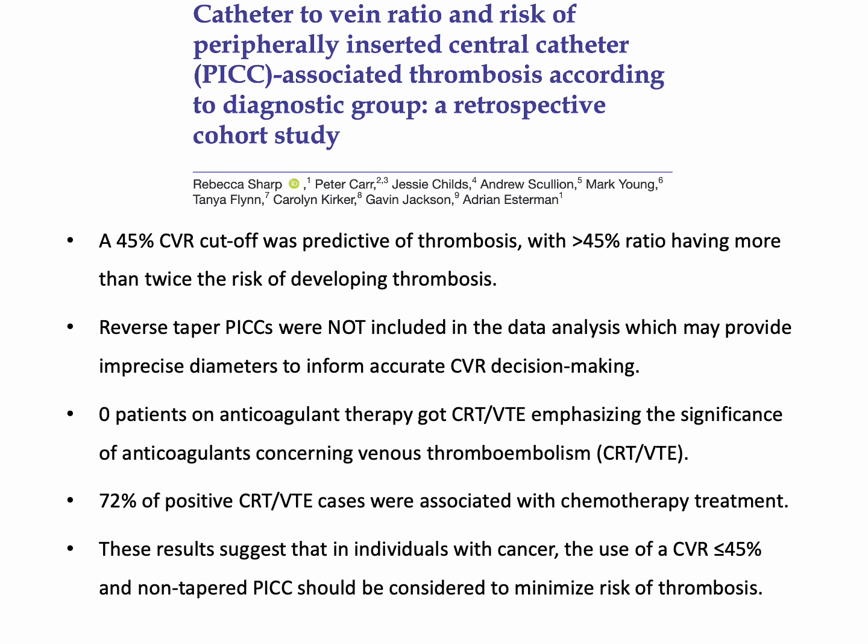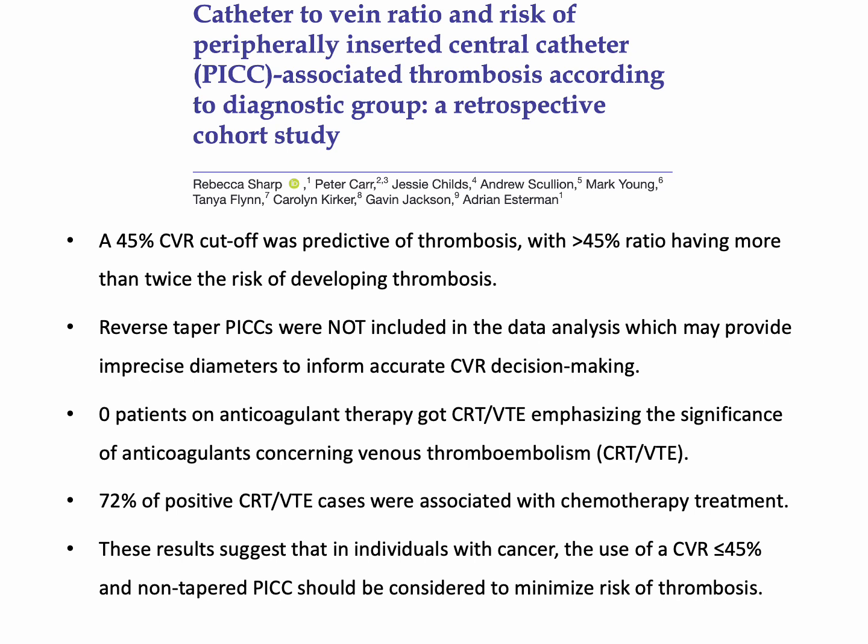72% of the patients that developed catheter-associated thrombosis were patients that were receiving chemotherapy. So once again, it highlights that our cancer patient population was a high-risk group of individuals, whereas the use of a catheter vessel ratio less than or equal to 45% and non-tapered PICCs should be considered to help minimize the risk of thrombosis. And this was one of the conclusions that the authors stated.